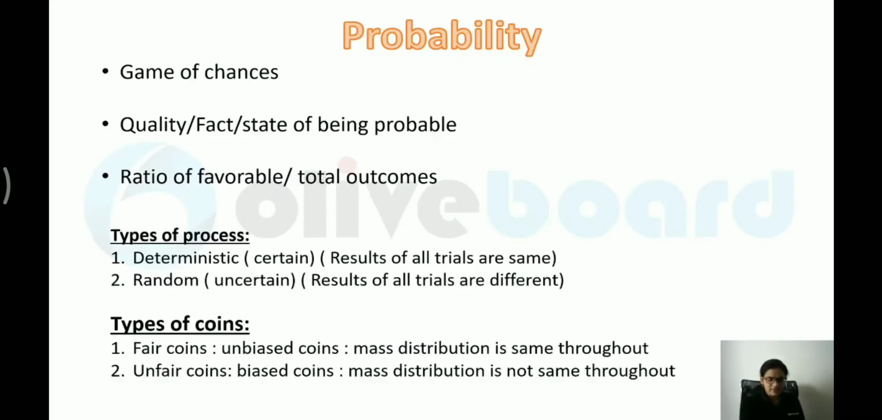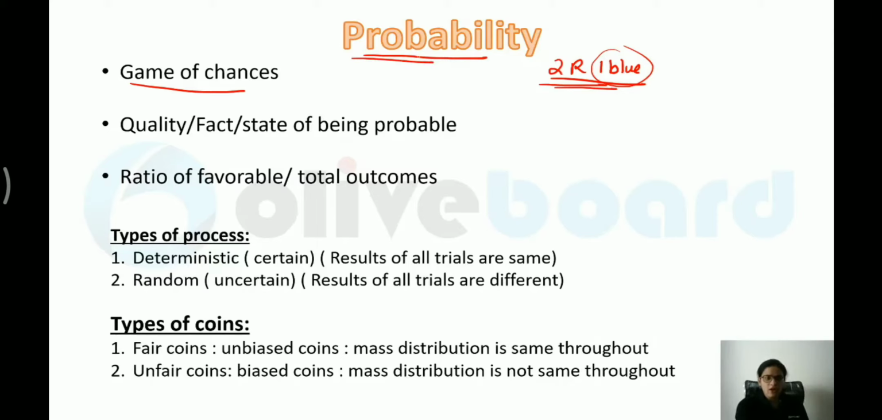Let us start with the first definition. What is the meaning of probability? There are three ways you can define it. First, it is nothing but the game of chances. When you are talking about a probable value, you are talking about chances. For example, I have a bag with, suppose, two red balls and one blue ball. Now I am figuring out the chance of getting one blue ball when I put my hand into the bag. This chance of getting the blue ball is nothing but the probability.